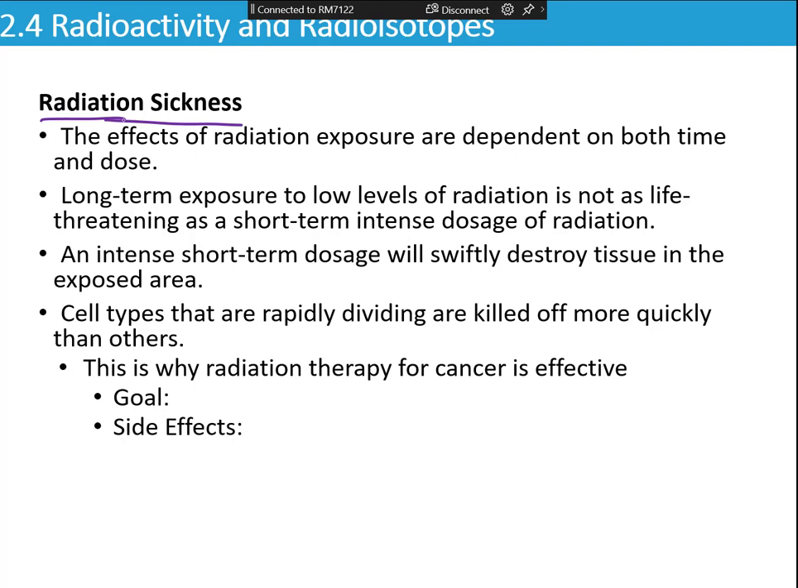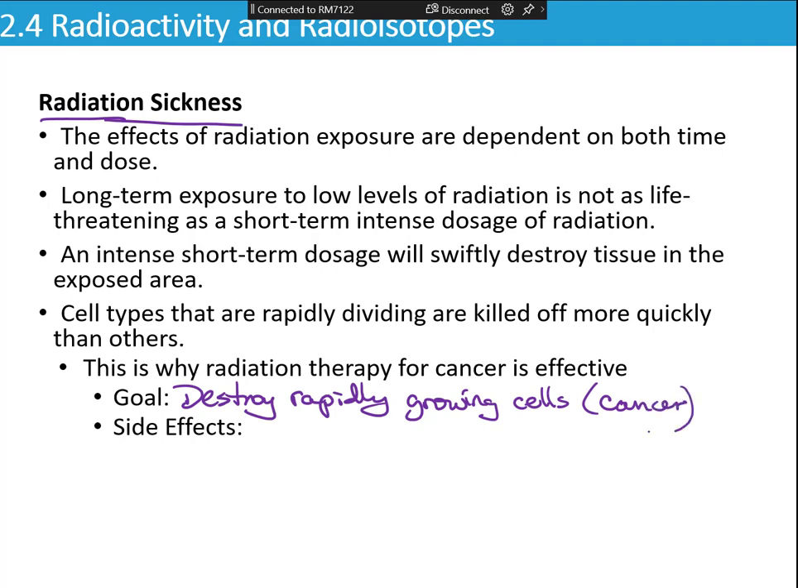So we want to destroy rapidly growing cells. Can it have reverse effects? I don't understand reverse effects. Like, if it's supposed to destroy the rapid growth of cells, could it do the opposite? Could it make them grow more?